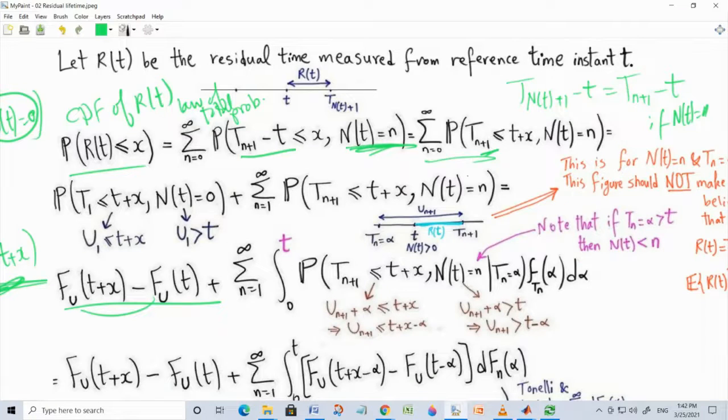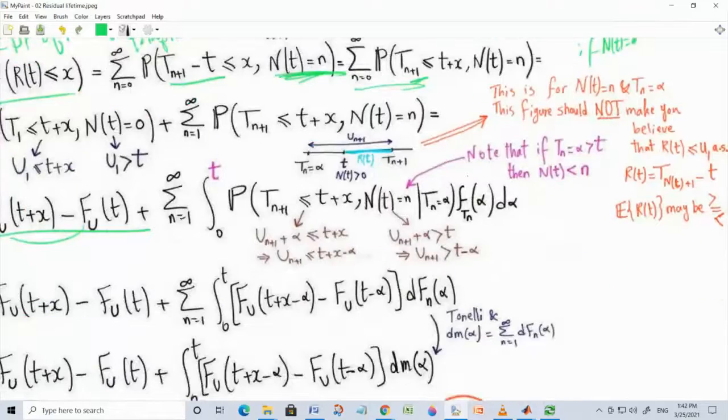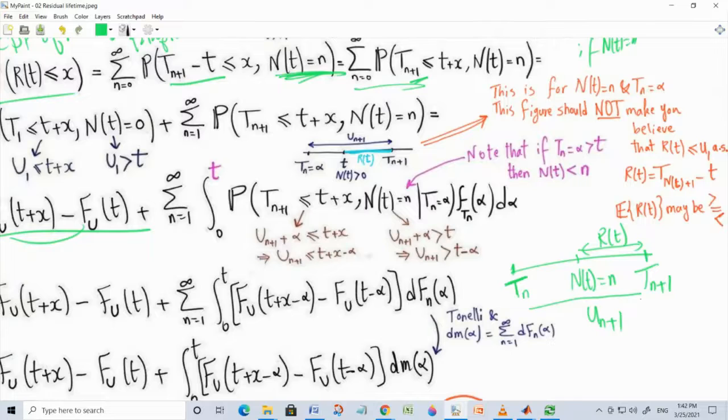And now let's basically do the same trick here. So N of t is equal to n. So at time t, there have been n arrivals so far, and this is T of n, and the next arrival will be T n plus 1, and this is basically the residual time. And this U of n plus 1 is the time basically between the nth arrival and arrival n plus 1.